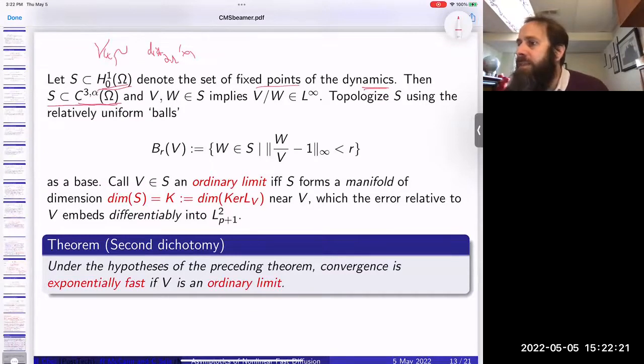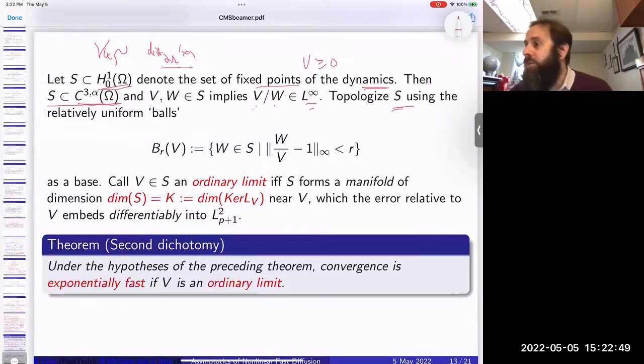So because of this being bounded above and below by constant times the distance to the boundary, the ratio of any V and W is going to be, sorry, I should have said fixed points V non-negative for the dynamics. I'm only interested in non-negative solutions here. So the ratio between V and W is going to be a bounded function. And so I look at the set of all these fixed non-negative solutions to the dynamics, and I want to put a topology on that set.